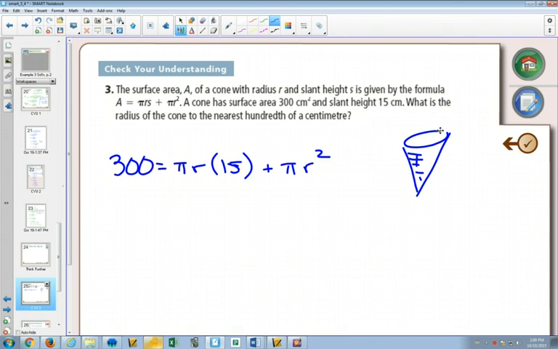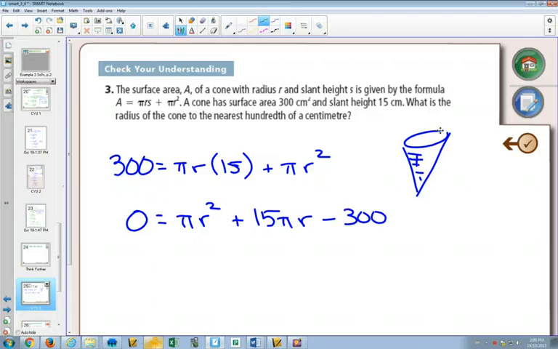So I'm going to move everything over to one side of the equation. I'm going to write my r squared first. I'm going to say this is pi r squared plus 15 times pi times r minus 300. So now what's my a value? Pi. What's my b value? 15 pi. What's my c value? Negative 300. I would not recommend trying to factor this one.